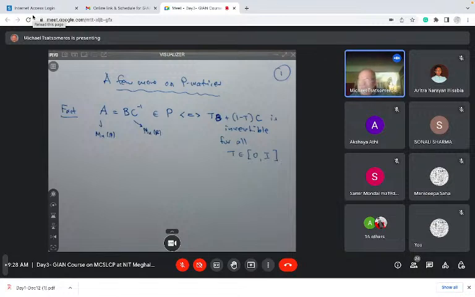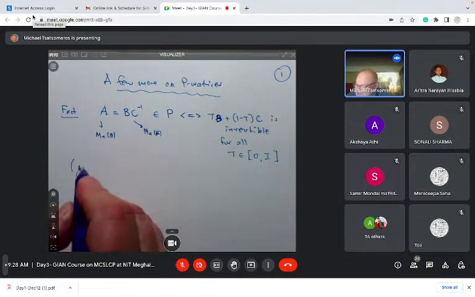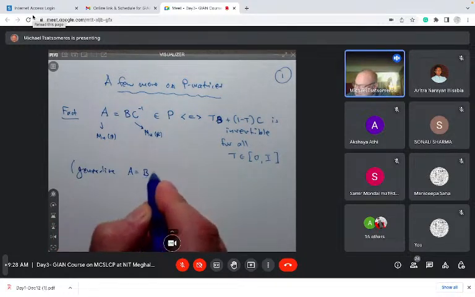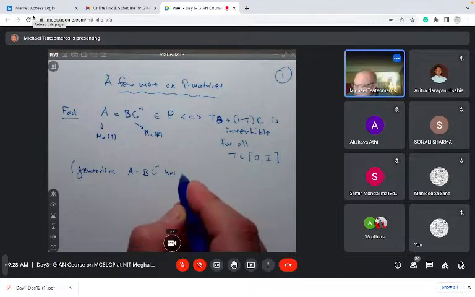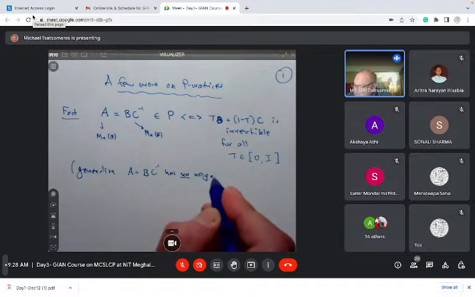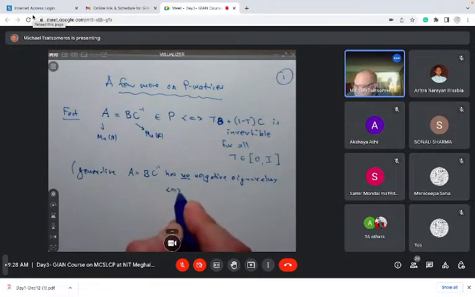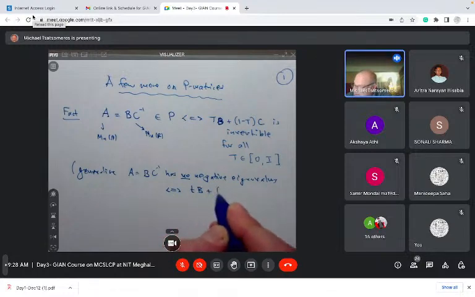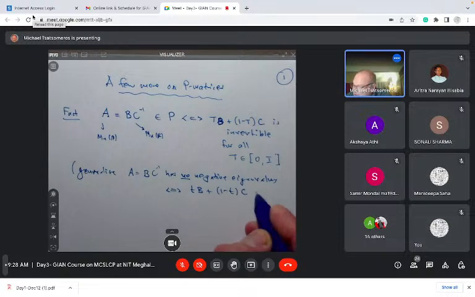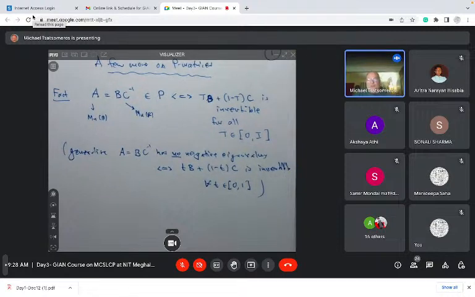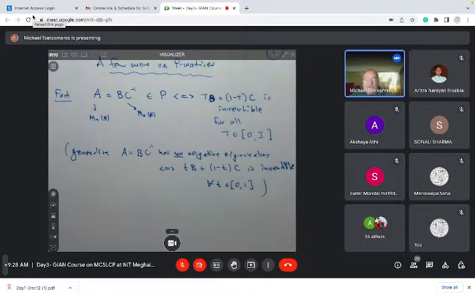So this generalizes another simple fact. When you have A equals BC inverse, it has no negative eigenvalue if and only if t times B, little t, plus 1 minus t times C is invertible for all little t in the interval 0, 1. Right? I mean, this is easy to prove. It's in fact in Horn and Johnson's book.